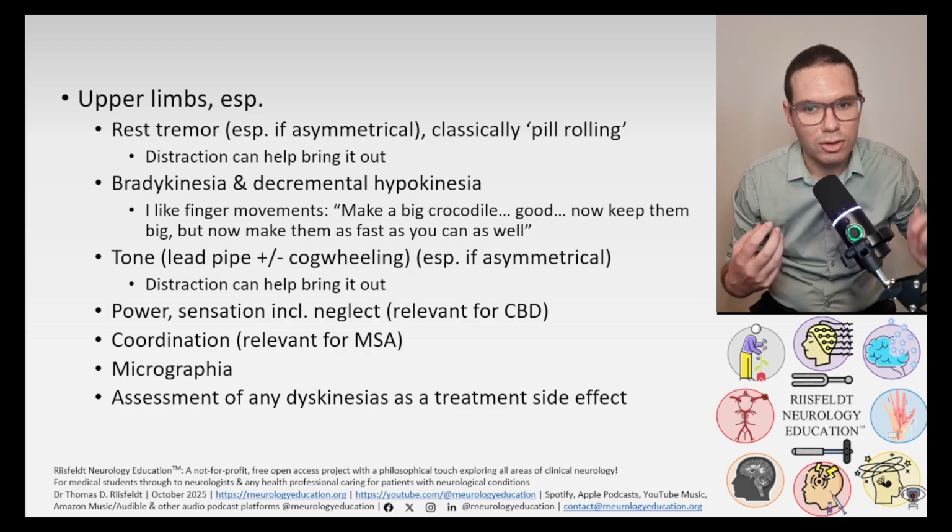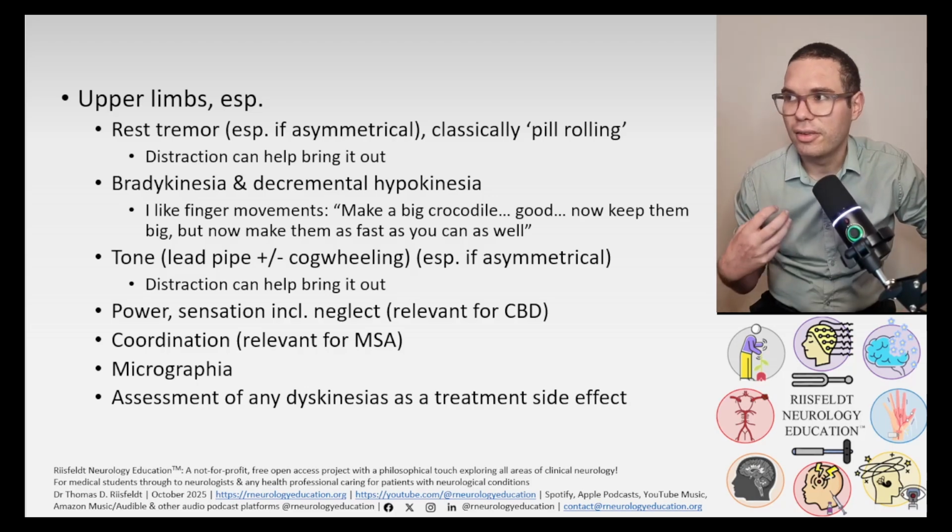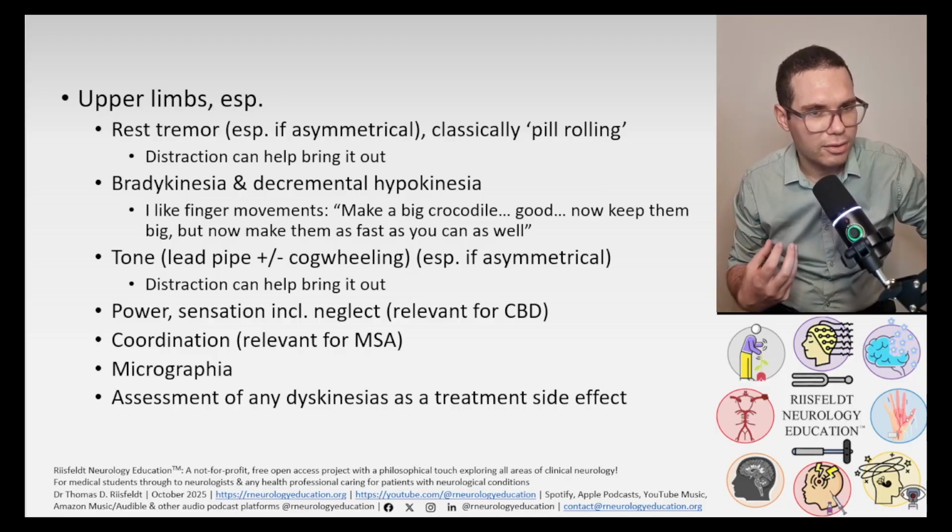Or you can ask the patient to perform some form of cognitively demanding task, such as stating the months of the year backwards. And often in early cases, there may be no tremor and no increased tone at rest. But then with this distraction, whatever distraction maneuver you choose to go with, it brings out the tremor and it brings out the increased tone. And that's a really important point to know about.